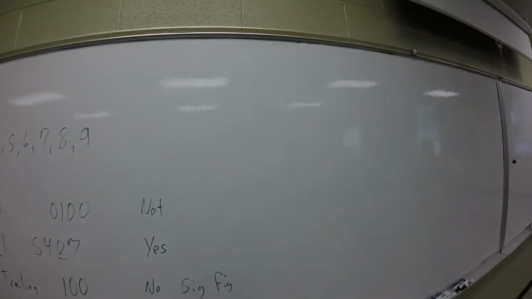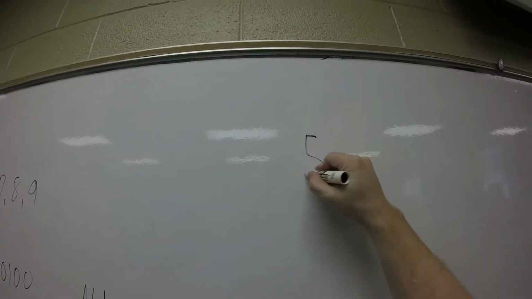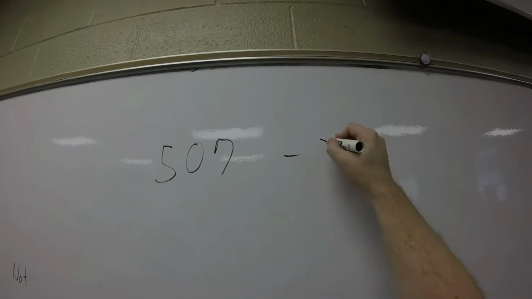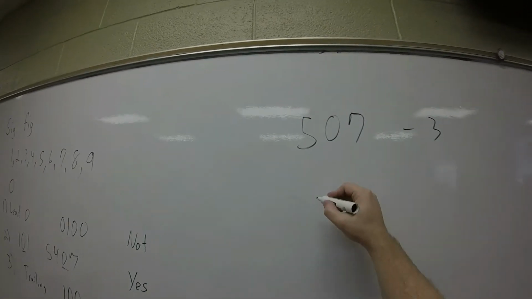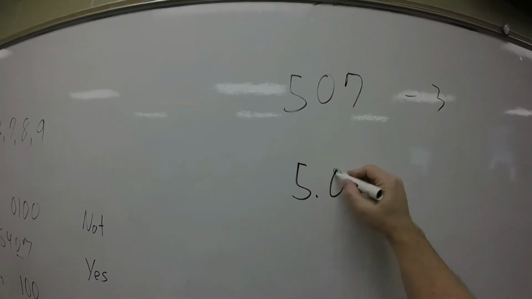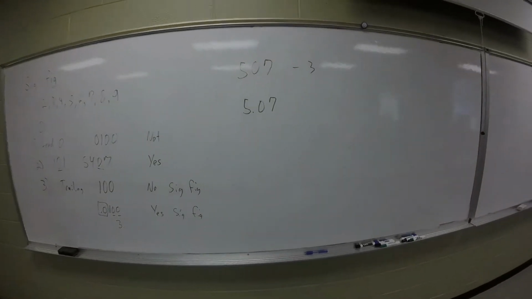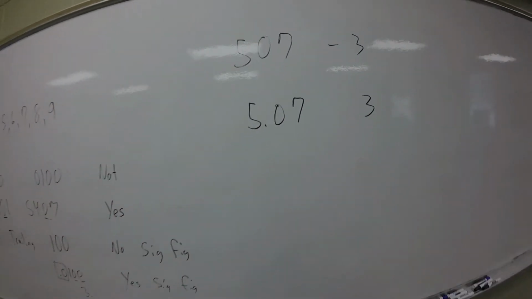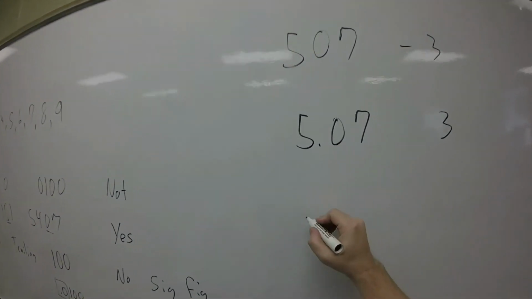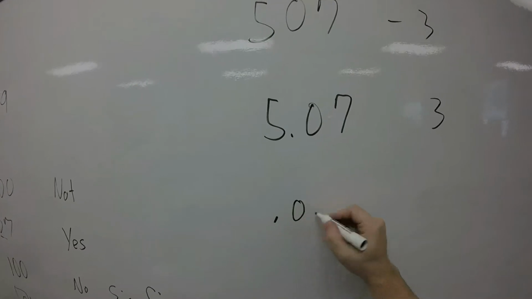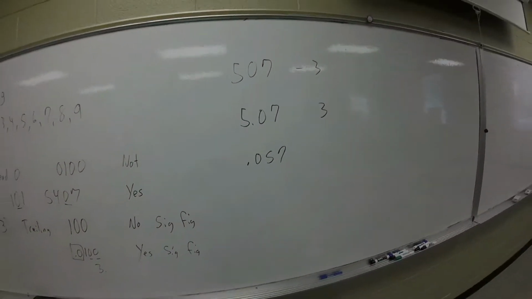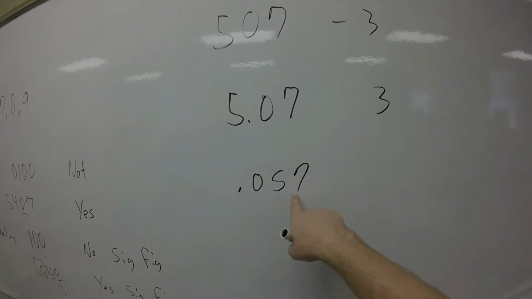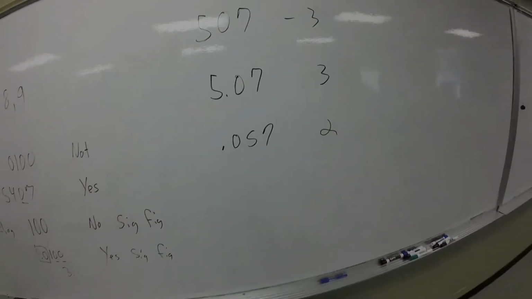So a few examples. 507, that's a sandwiched one, so obviously we have 3. And then if we have 5.07, that is still sandwiched between 2 non-zeros, so we still have 3 sig figs. Now if we have something like 0.057, this is a leading zero, so it's not significant, and then we have the 2 non-zeros, so we only have 2 sig figs here.